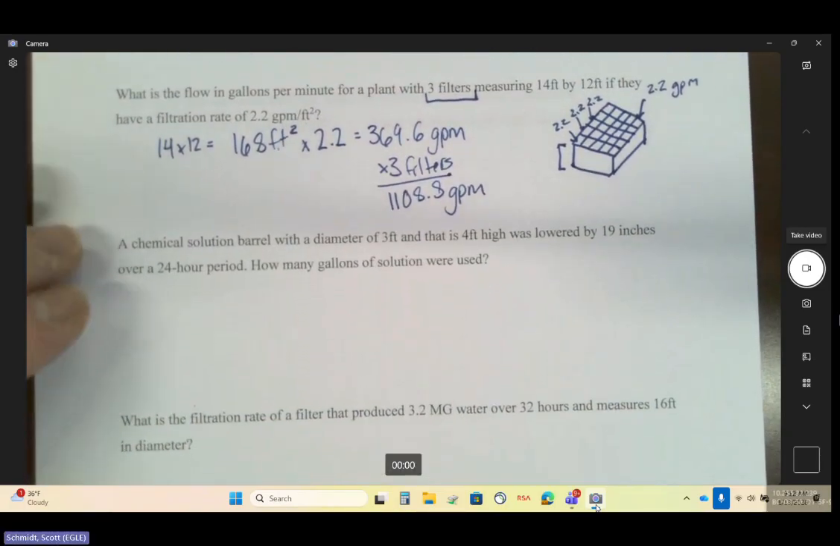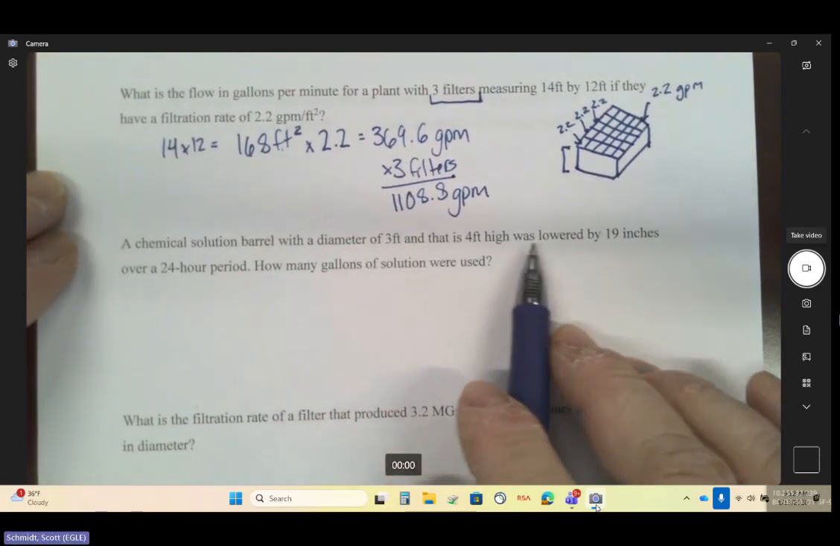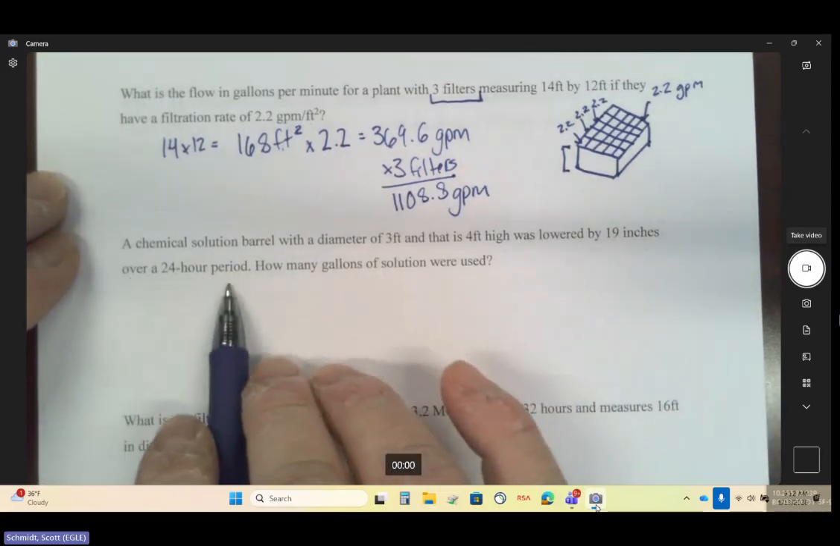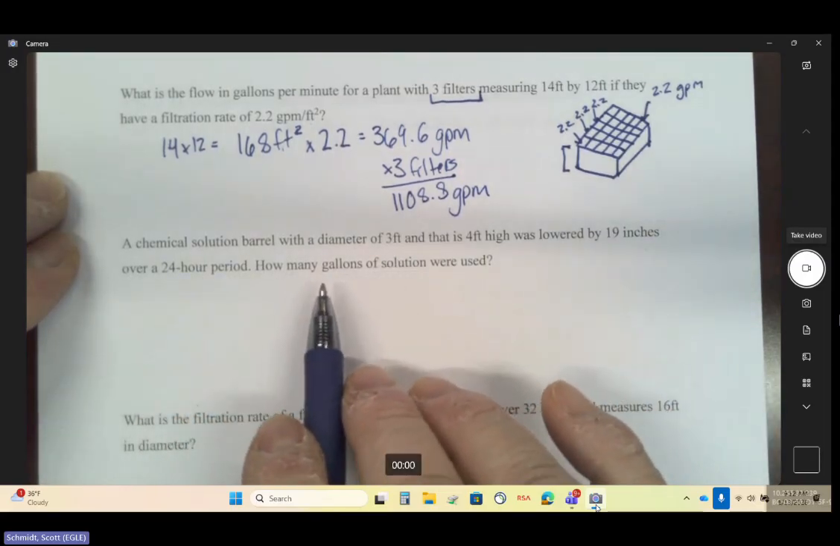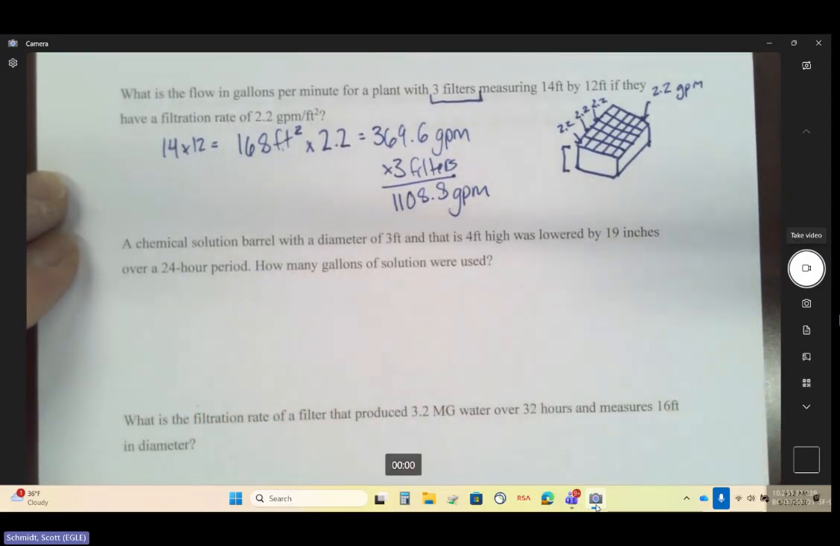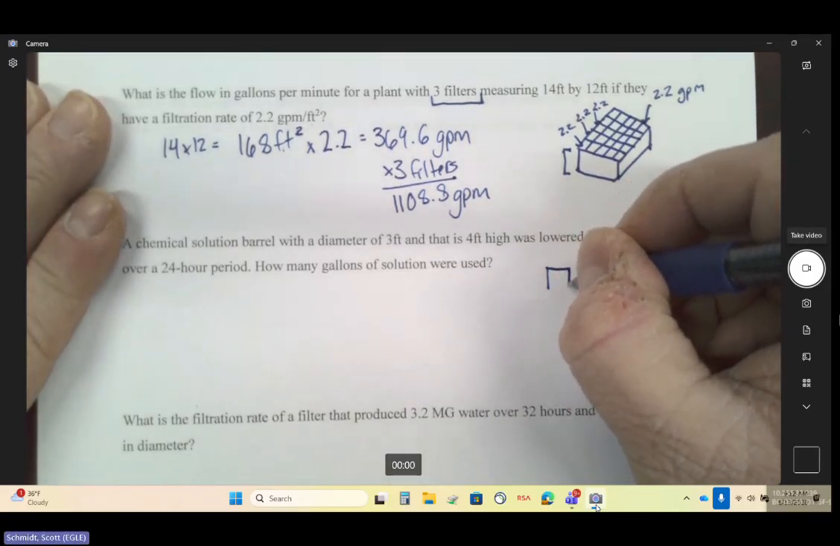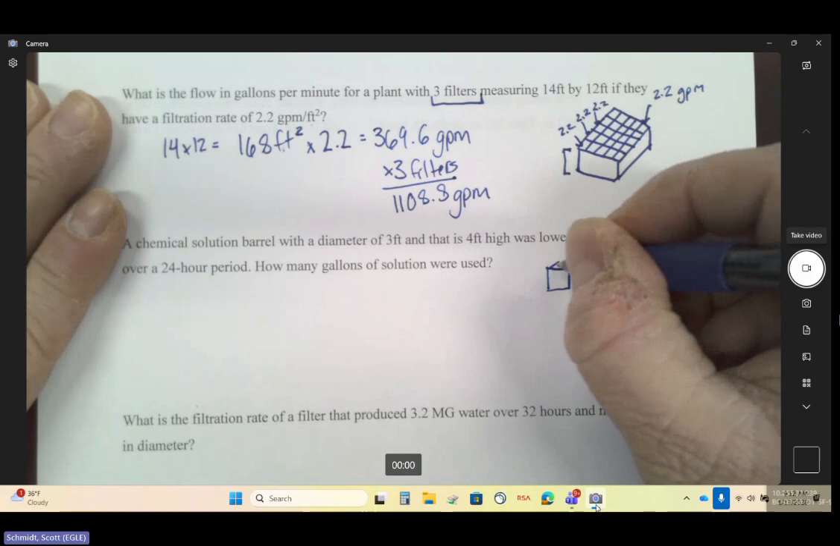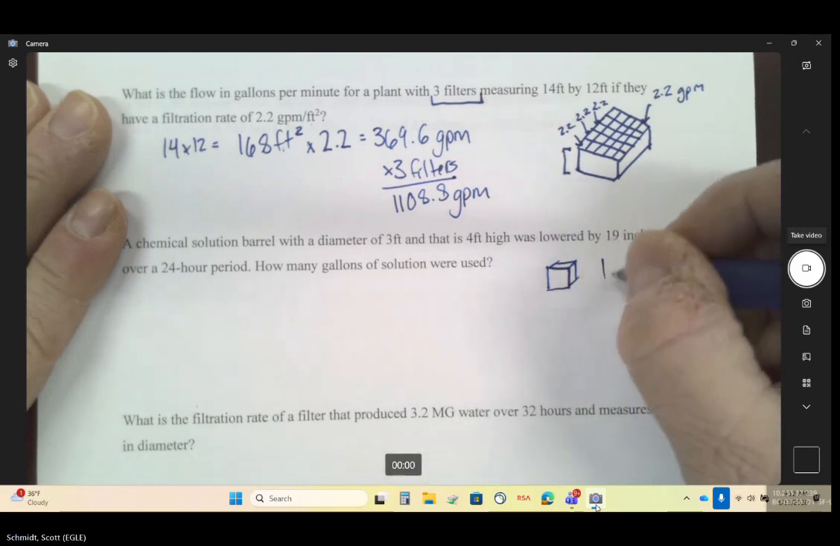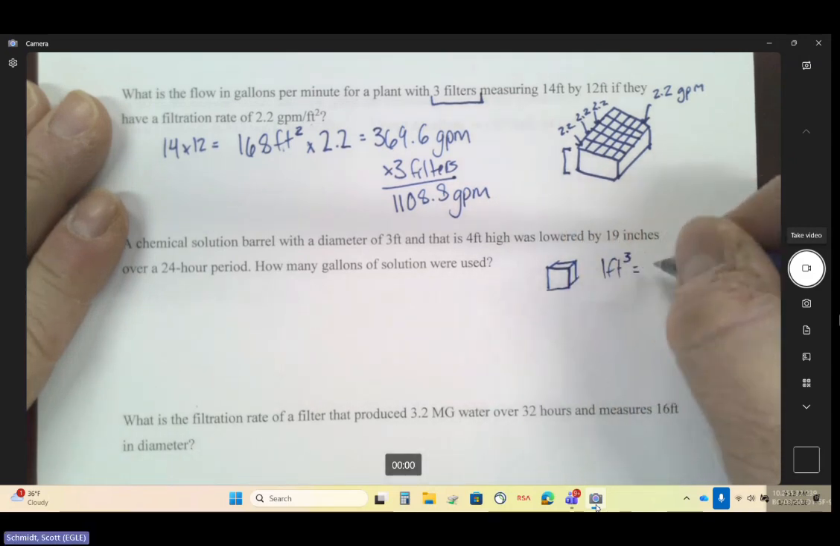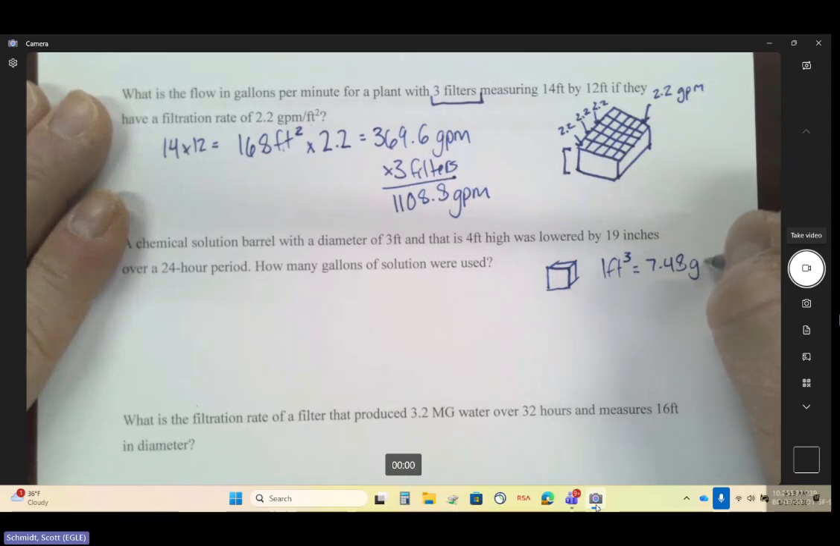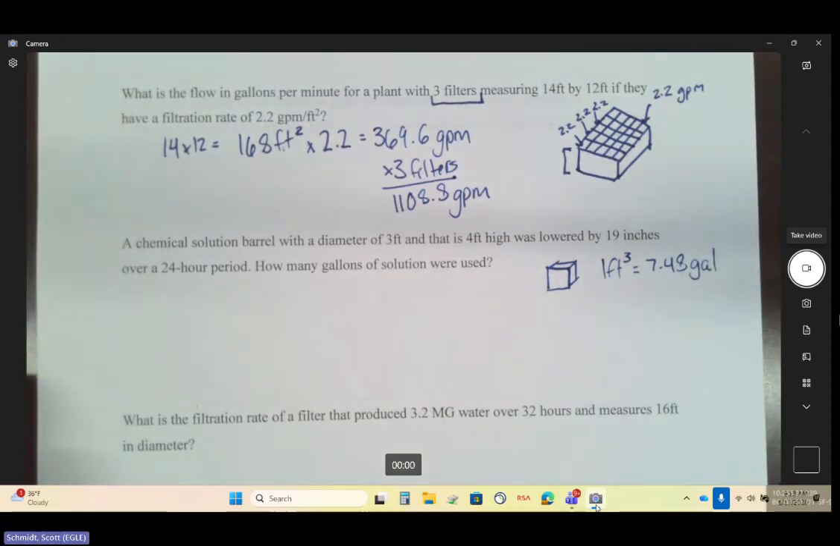A chemical solution barrel with a diameter of 3 feet and 4 feet high is lowered by 19 inches over a 24-hour period. How many gallons of solution were used? So first off, I want to premise this with saying, starting this off with a cubic foot. 1 cubic foot is equal to what? 7.48 gallons.